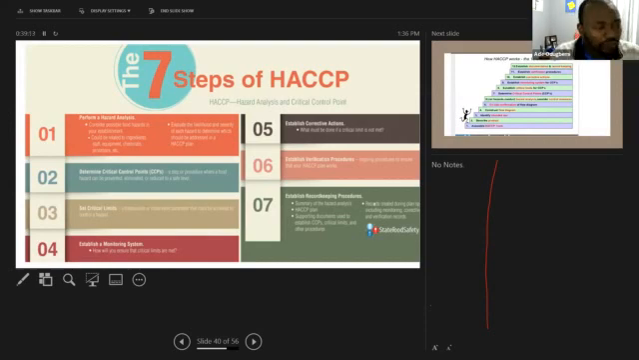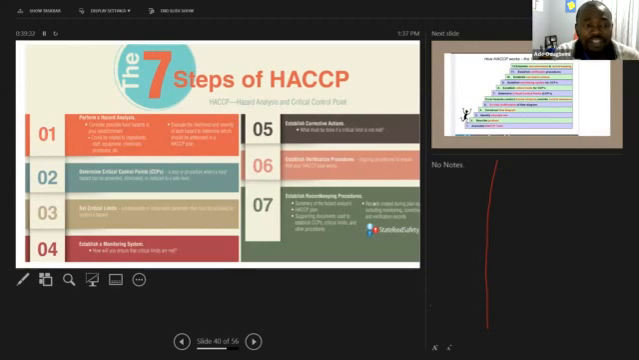Then I do the fourth step, establishing a monitoring level. Monitoring just means my checking. How often, how many times a day will I check? Every hour, every shift, every 30 minutes, every lot, every batch. How do you check? You said that.